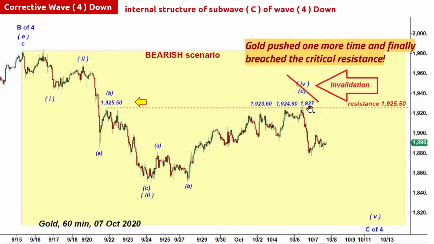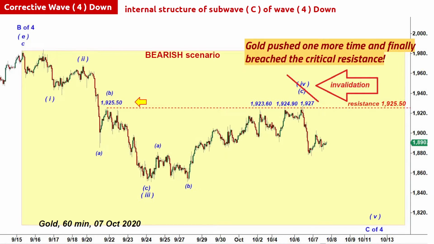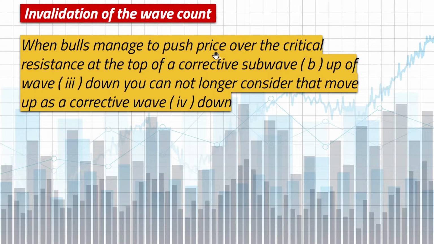And when the bearish scenario was invalidated, we actually were left with the bullish scenario. When bulls managed to push price over the critical resistance at the top of corrective subwave B up of wave 3 down, you can no longer consider that move up as a corrective wave 4 down.